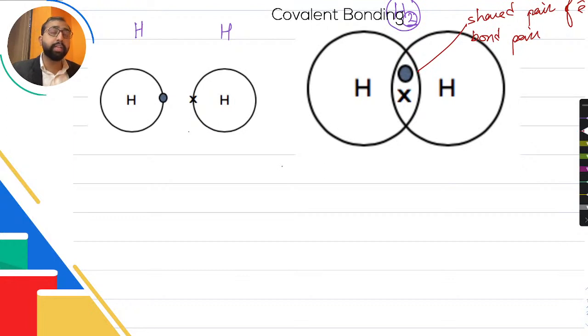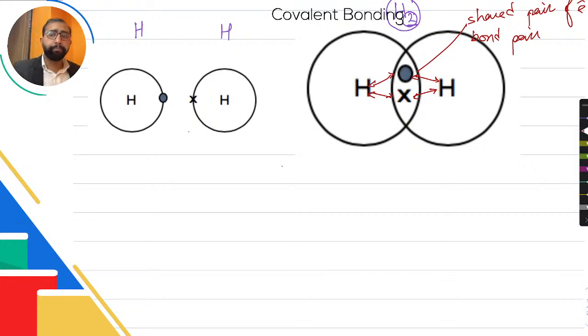So if you're able to identify the positive thing and the negative thing, you know what bond you have. So over here, the positive thing is this hydrogen nucleus. In fact, there are two nuclei. So each of them is pulling on this bond pair. This hydrogen nucleus is pulling on these two, and this hydrogen nucleus is pulling on these two. And this is the covalent bond.